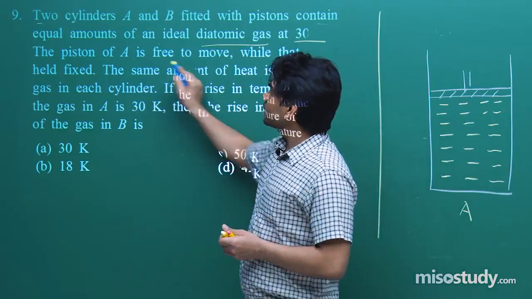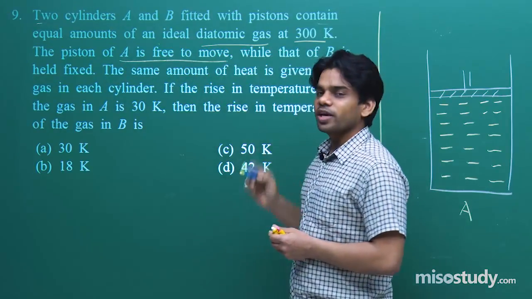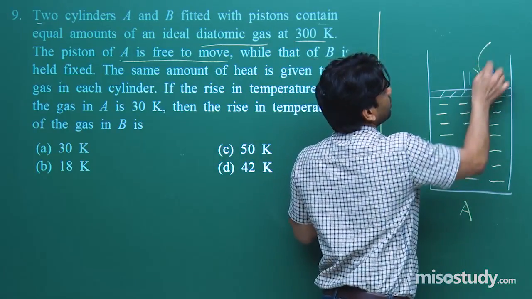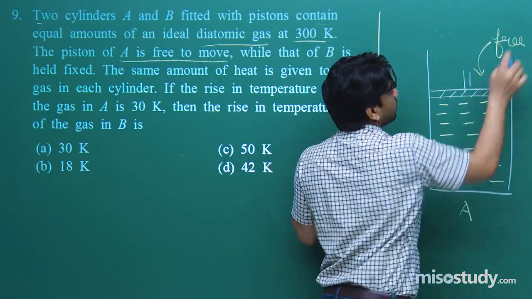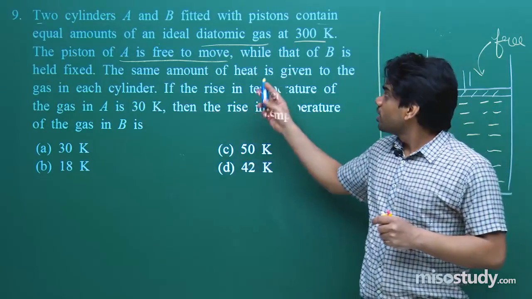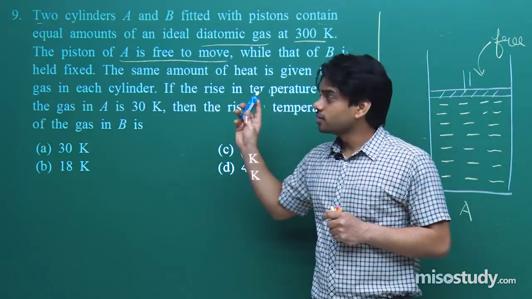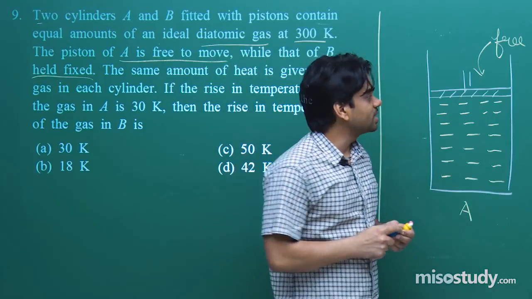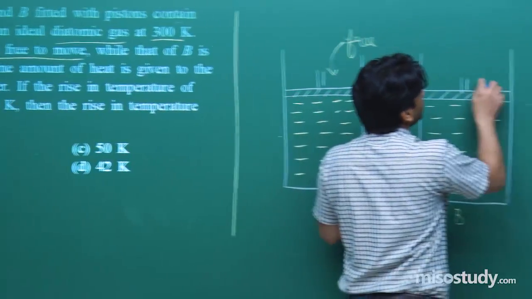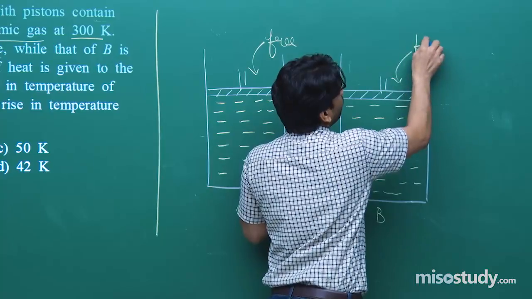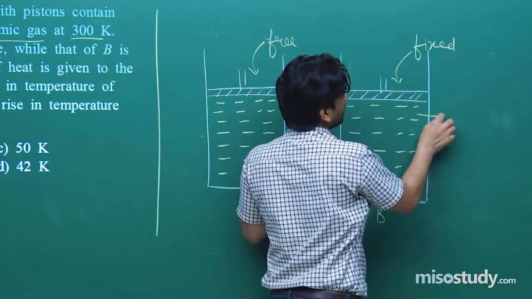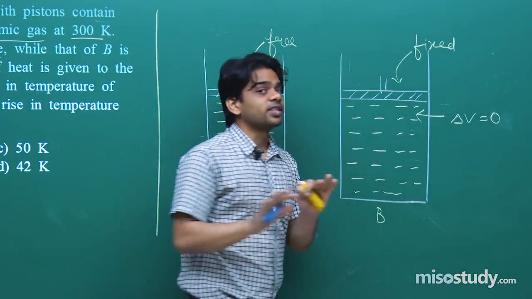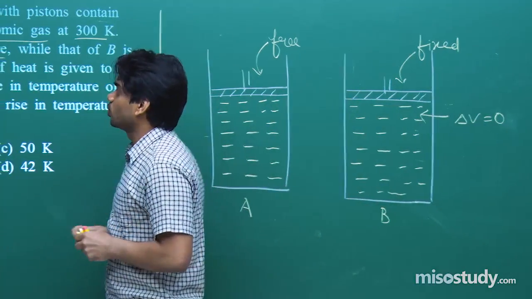The piston of A is free to move. This can freely move. Next, while that of B is held fixed. B is held fixed, that means its volume will remain constant. It is fixed. Delta V is equal to 0, volume will never change. So that's why I have written delta V is equal to 0.